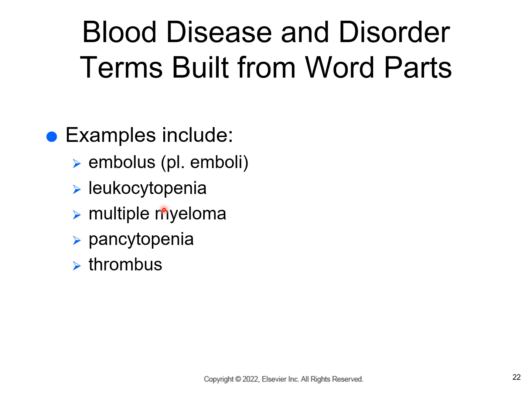Leukocytopenia is a decrease in white blood cells. Multiple myeloma is a cancer of the blood. Pancytopenia, I mentioned 20 minutes ago, which is a decrease in all of the different blood cells in the blood.